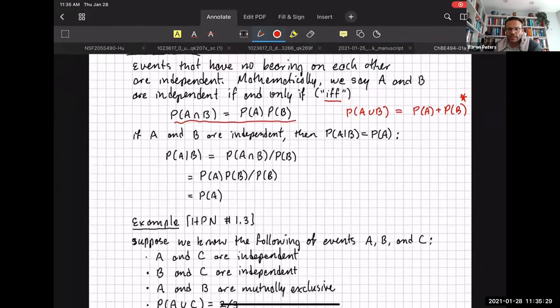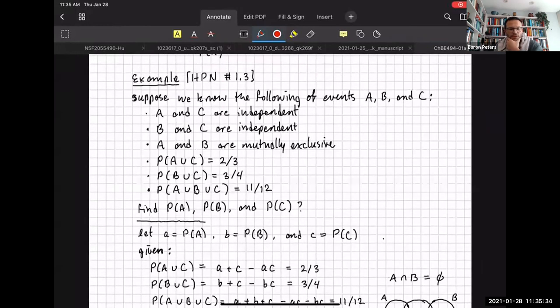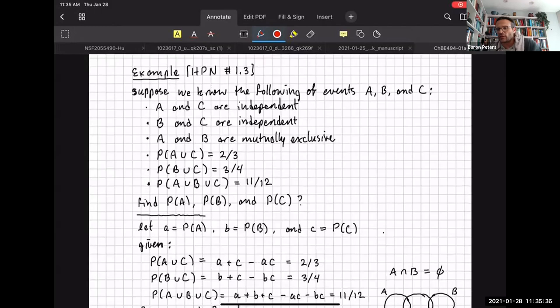We are making some progress here. I'm going to go ahead now and talk about another example. I have to be careful and watch the time. I want to make sure I save some time for Zichu to do a worksheet today.